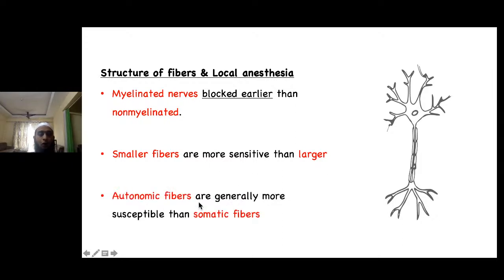Whereas in the case of autonomic and somatic fibers, autonomic fibers are those fibers which generally control involuntary functions of our body, for example, breathing. Whereas somatic fibers are those fibers which control voluntary movement. What could be a voluntary movement? The movement of your hand. So movement of your hand is controlled by the somatic fiber. Since it blocks autonomic fibers first, autonomic functions are affected first as compared to somatic function. It means involuntary functions are affected first as compared to voluntary function.